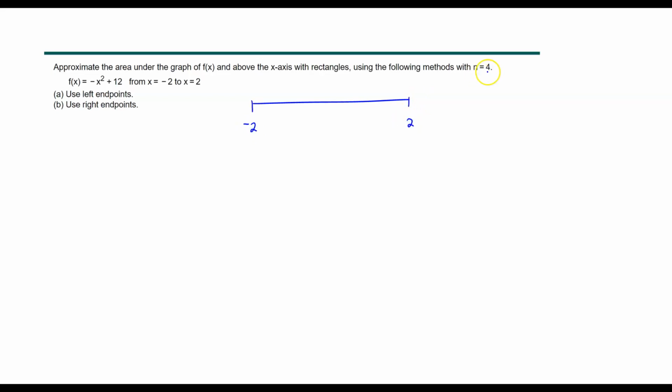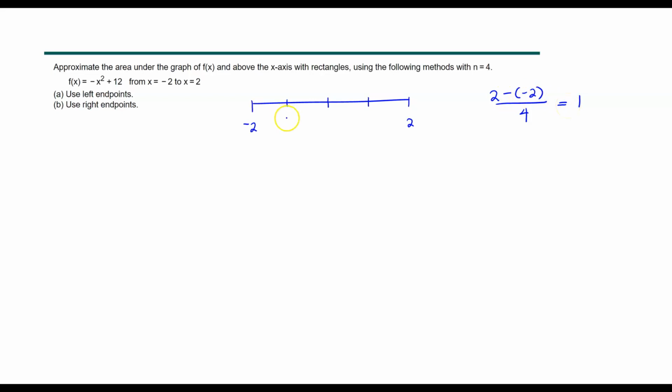Now you have n equal to 4, so that means you divide this into 4 parts. You divide that into 4 parts. So you have 1, 2, 3, 4. You'll have 4 rectangles. Then what you would do is you would get the distance from -2 to 2. So it's 2 minus -2, and then you divide that by 4. So this is equal to 1. So you have 4 over 4, which is 1.